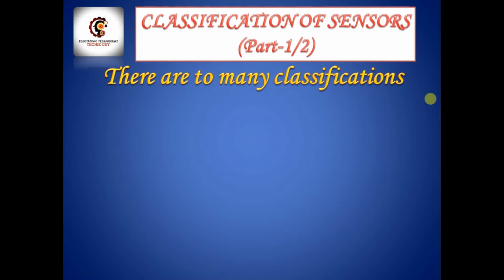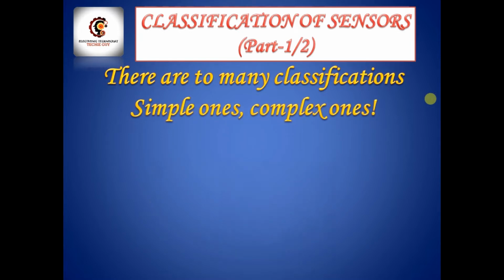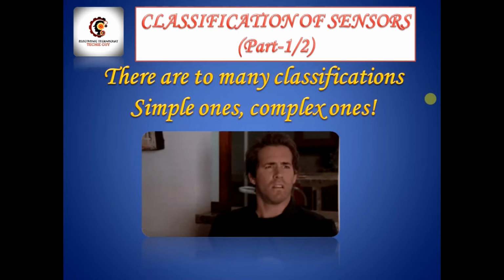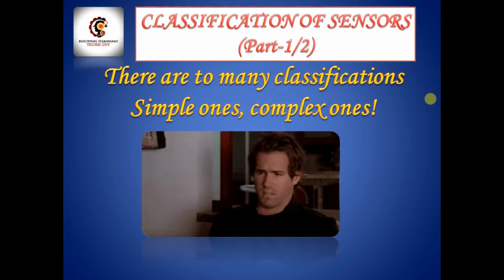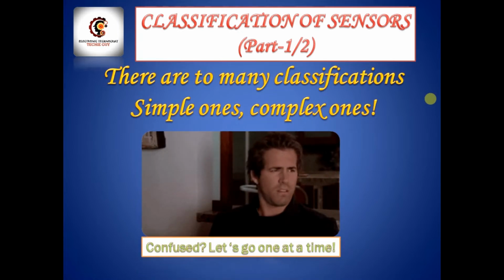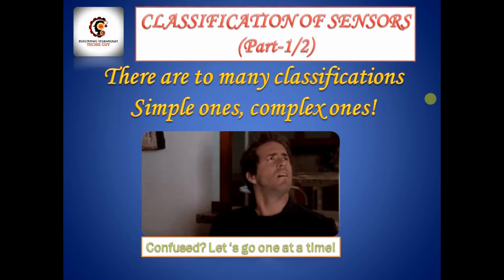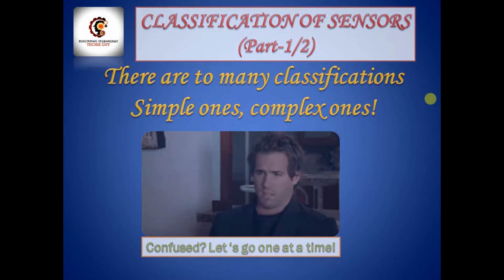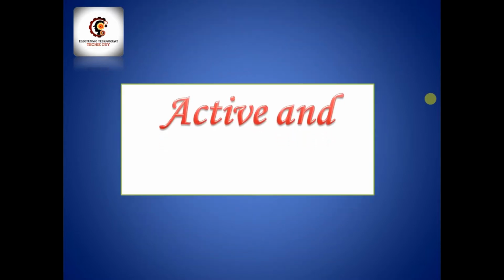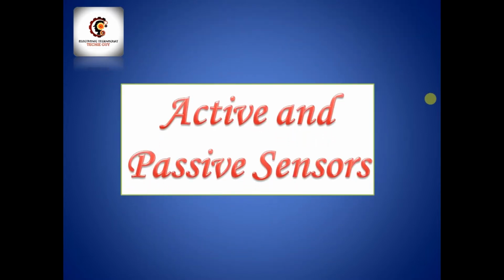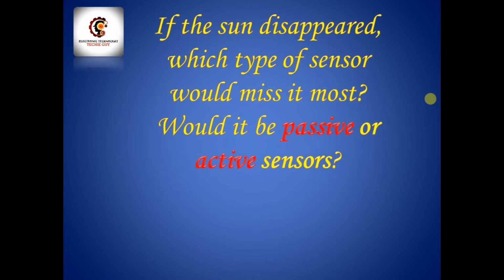There are too many classifications, ranging from the simple ones to the complex ones, and just like Ryan Reynolds is confused here, I guess we have to go one at a time. Isn't it, Ryan? Don't worry, you're looking so worried. We'll go one by one. So we're talking about active and passive sensors.